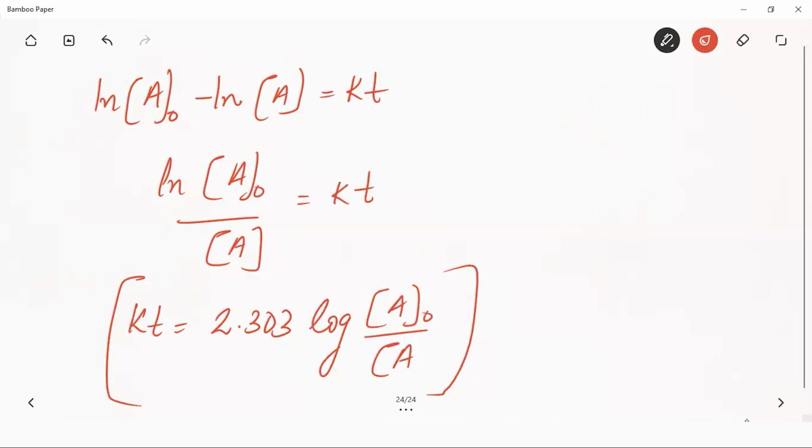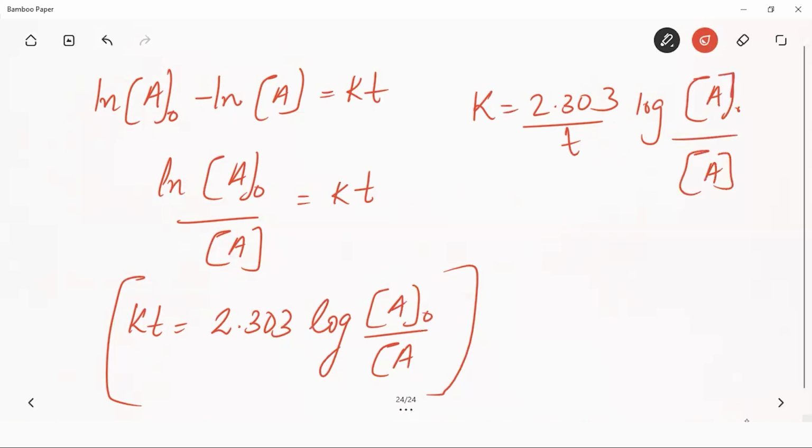You can write this in the form of K is equal to 2.303 by t log A0 by A. This is the integrated rate equation for the first order reaction. And you can plot this in terms of what? There are so many plots possible. Let us discuss one by one.